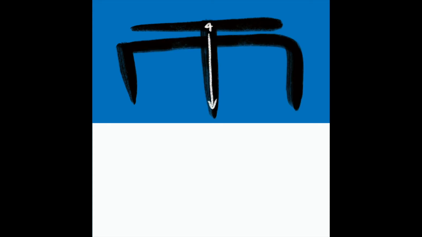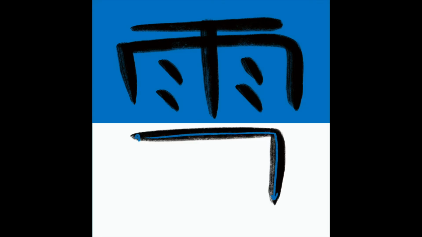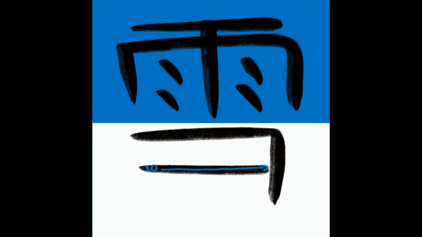1, 2, 3, 4, 5, 6, 7, 8, 9, 10, 11。點解個雪字會咁樣寫呢？ Why would we write the character 雪 in this way?